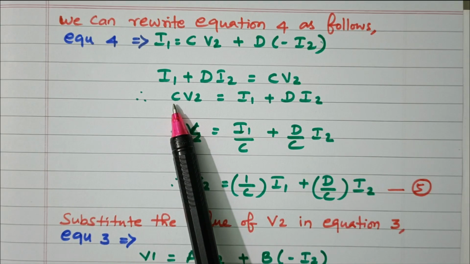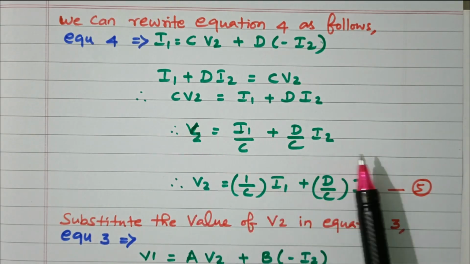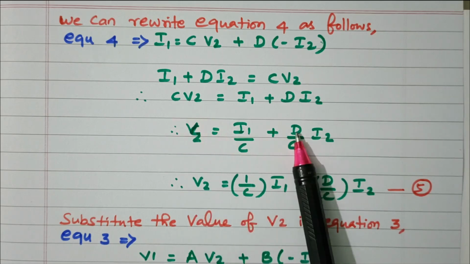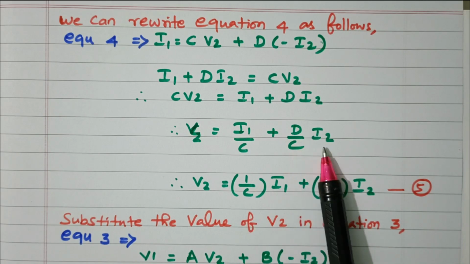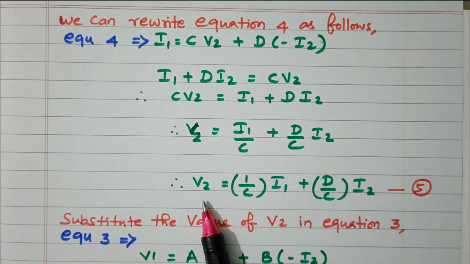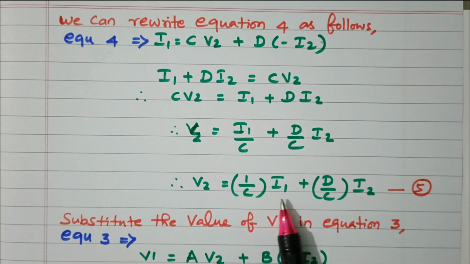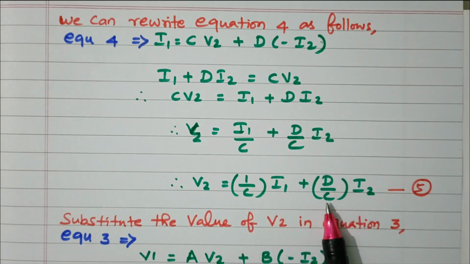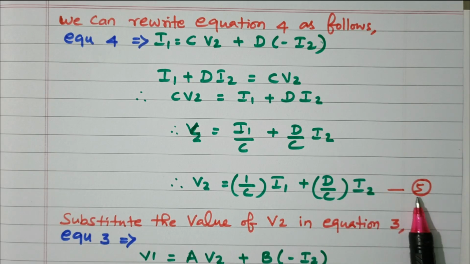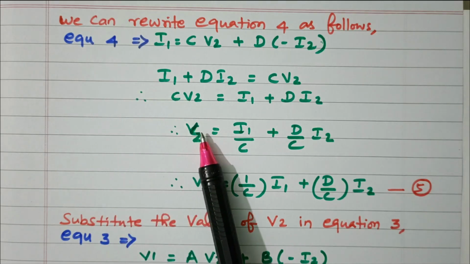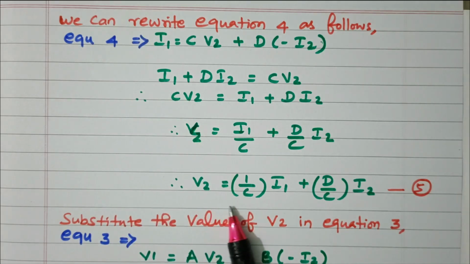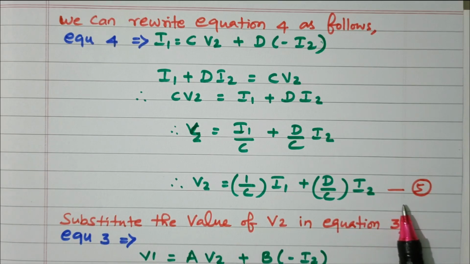Now we are going to bring this C to the denominator of that side. C is brought to the denominator. So I1 by C plus D by C I2. That can be written as V2 equal to 1 by C of I1 plus D by C of I2. We can take this as equation number 5. So equation 4 is modified and written as V2, and that will take equation number 5.